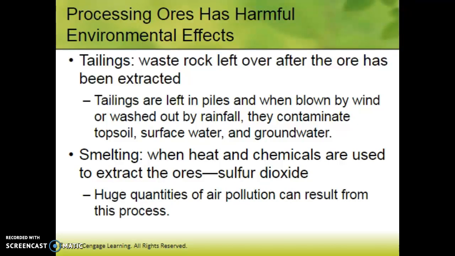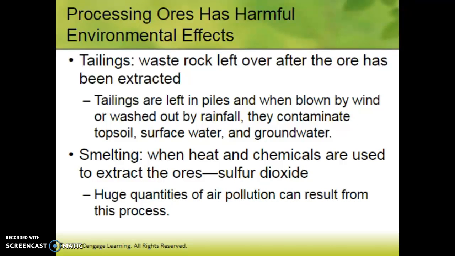So once we have pulled this stuff from the earth, then we got to do something with it. And processing these ores has, if not the same, then worse environmental impacts as extracting them. So tailings are going to be the waste rock left over after the ore has been extracted.